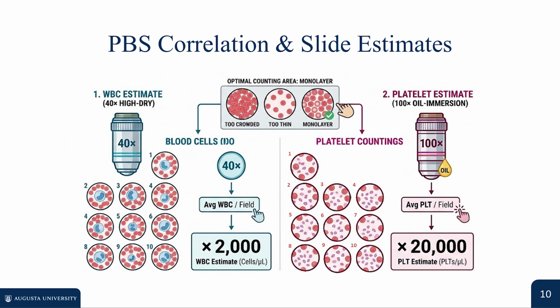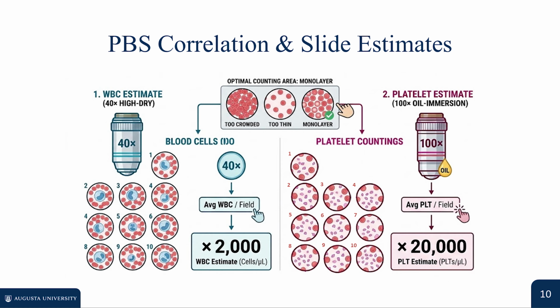Microscopic review of a well-stained peripheral blood smear provides essential quality control to validate automated cell counts. All microscopic estimations must be performed exclusively in the monolayer, where red cells are evenly spaced and touching without overlapping or wide empty gaps. For the leukocyte estimate, we count WBCs across 10 consecutive fields using the 40x high-dry objective. Summing these counts and dividing by 10 gives the average WBC per field, which is multiplied by 2,000 to yield the estimated count in cells per microliter.